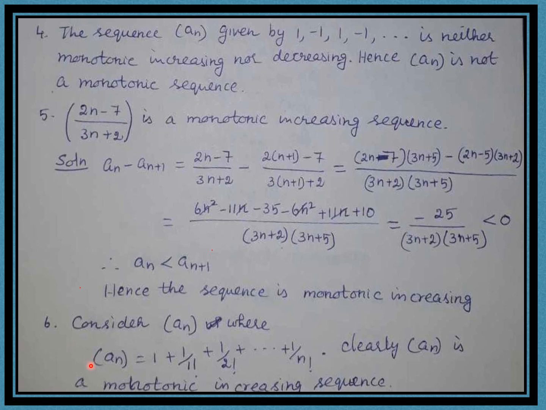In the next example, the sequence an is given by 1 plus 1 by 1 factorial plus etc. plus 1 by n factorial. When we take a1, it will be 1 plus 1 by 1 factorial. a2 will be 1 plus 1 by 1 factorial plus 1 by 2 factorial. Therefore, a1 is less than a2. Similarly, a2 is less than a3 and so on. Therefore, the sequence an is a monotonic increasing sequence.